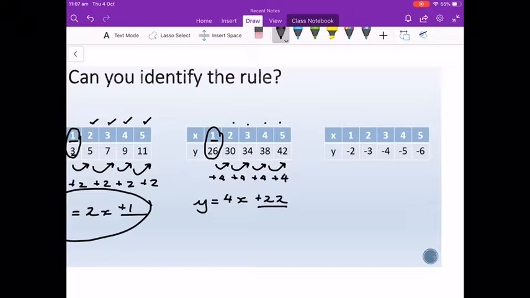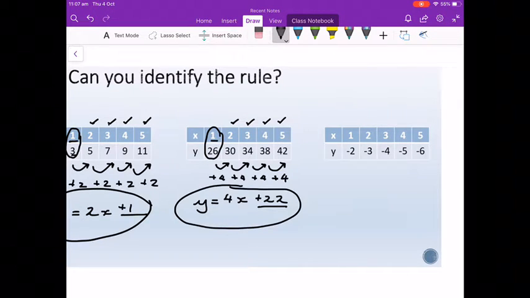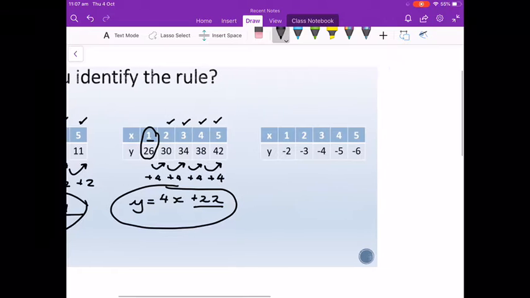So I'm going to check if that works. 2 times 4 is 8, plus 22 is 30. 3 times 4 is 12, plus 22 equals 34. 4 times 4 is 16, plus 22 is 38. And 5 times 4 is 20, plus 22 equals 42. So the rule, or the formula, is y equals 4x plus 22.